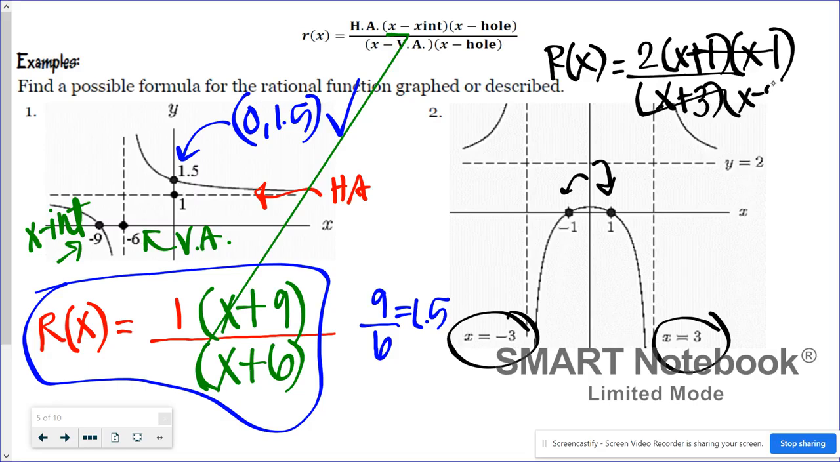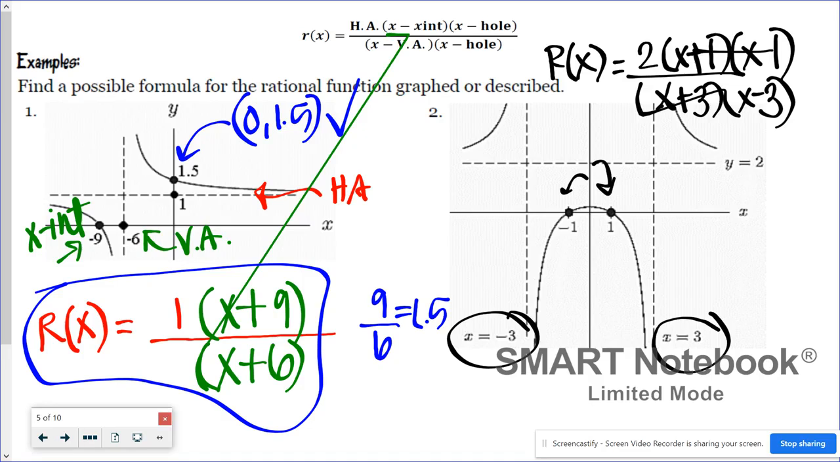I don't know what's going on with my pen. I apologize. They don't specify any vertical intercept or any other points, so this is all we have to work with. So I guess it checks out.